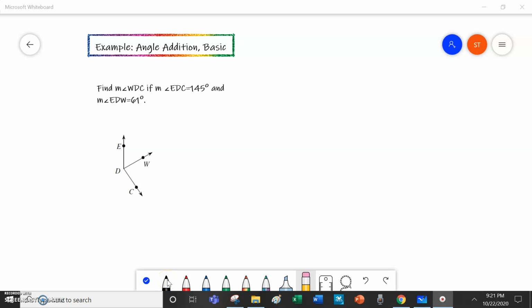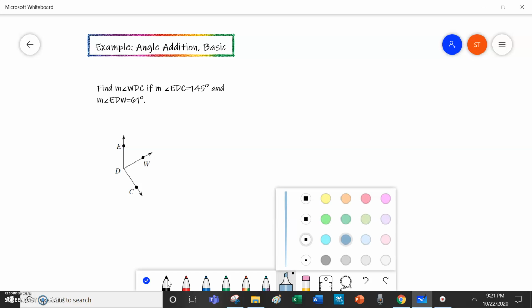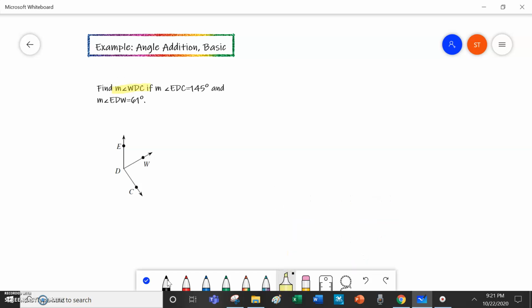This is an example of the angle addition postulate being applied to a basic problem. In this problem, we are told that we need to find the measure of angle WDC if the measure of angle EDC equals 145 degrees and the measure of angle EDW equals 61 degrees. So what we want to do is break things down.